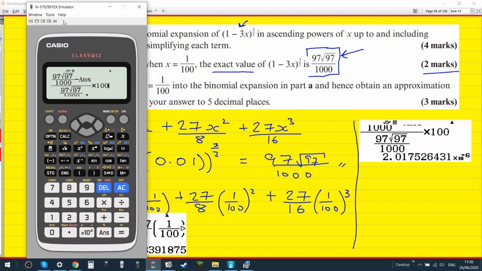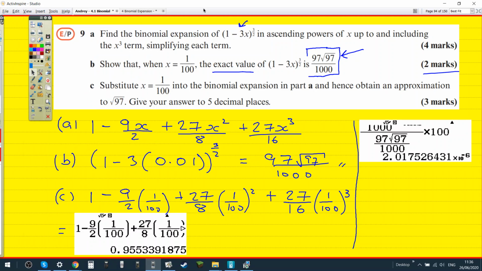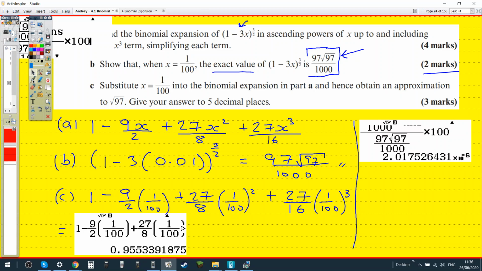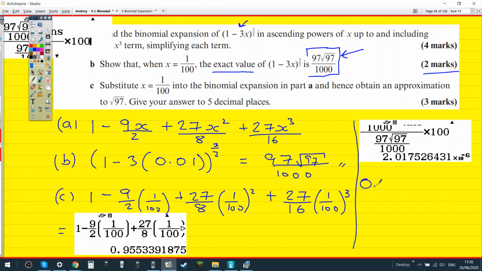10 to the minus 6 means it starts with 6 zeros, including the 0.1. So 0, then 1, 2, 3, 4, 5 more. And then 5 decimal places.